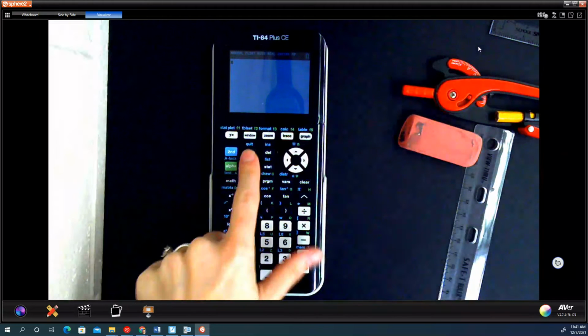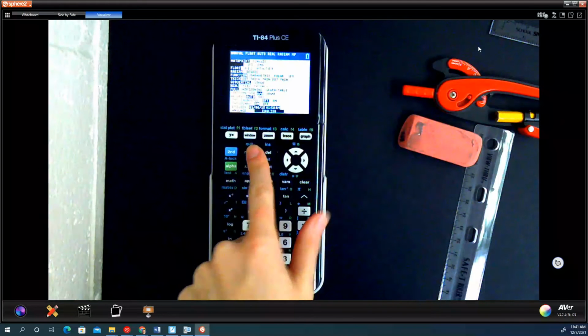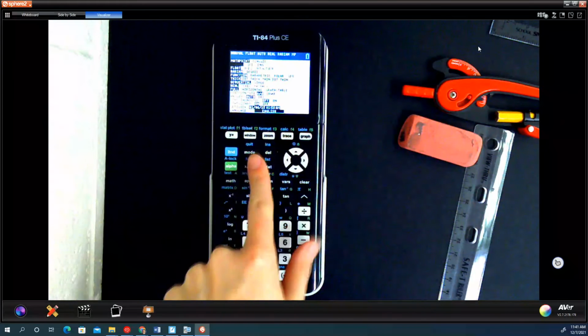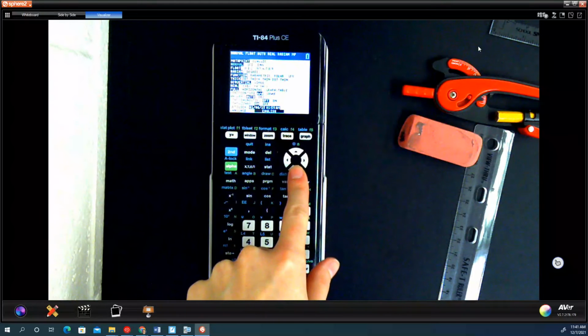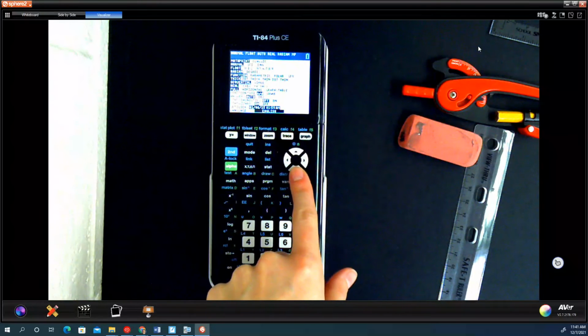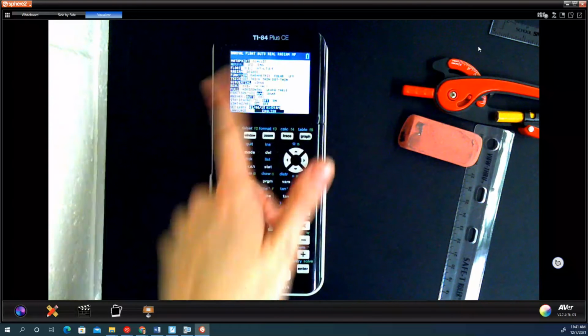So you're going to hit mode. Everybody see where mode is? Mine's already in radian. Okay, good. It should be in radian. It's probably left over from last year. Anytime you're doing right triangle stuff, eventually you might have to switch back and forth, so it is good to know how to move from mode to mode.